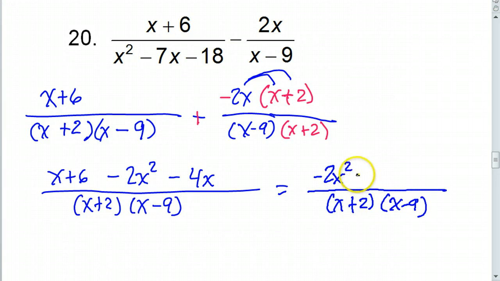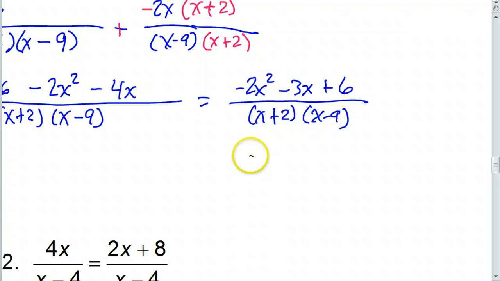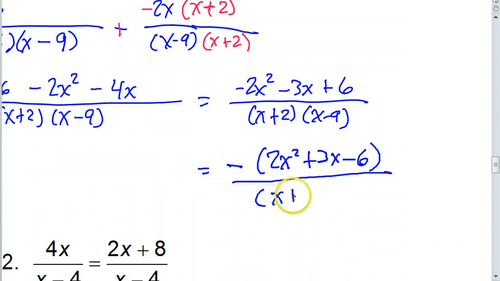So that's going to be negative 2x squared, negative 3x, plus 6. Now, if we were going to try to factor this, the first thing we would do is pull out that negative sign. So that would leave negative 2x squared plus 3x minus 6. And that's the thing we would look at to try to now factor.